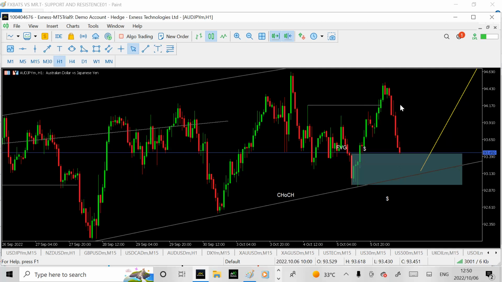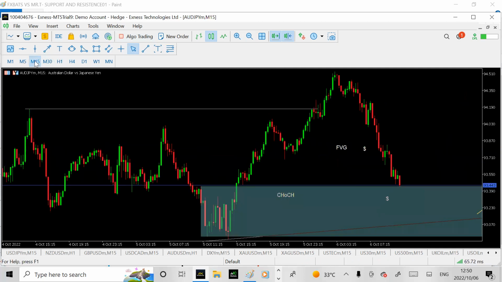Okay, on 15 minutes. This is the question. Repeat your question. How could we have traded this move if we can go to 15 minutes time frame? The move which is selling. So how were we supposed to trade this 15 minute move, which was selling?